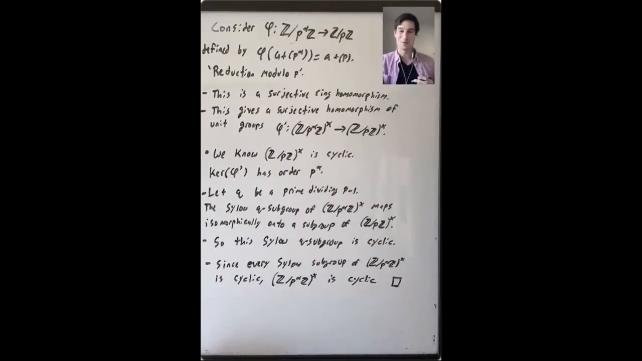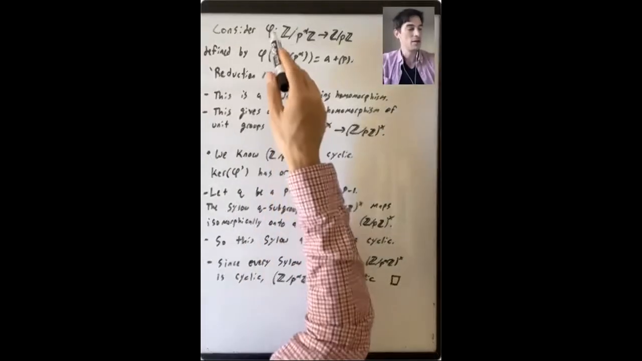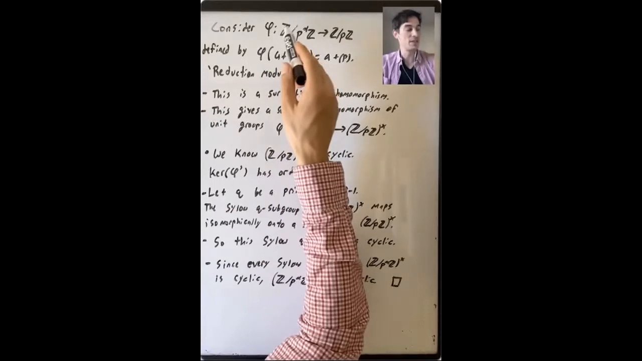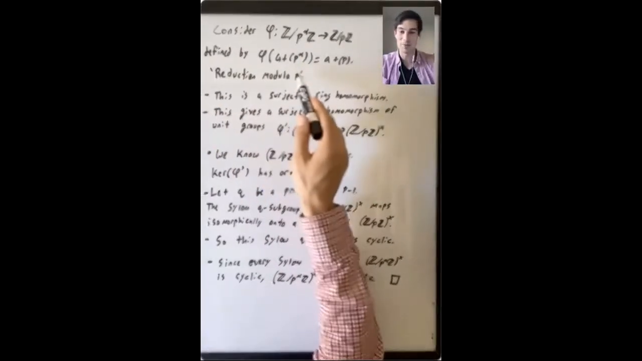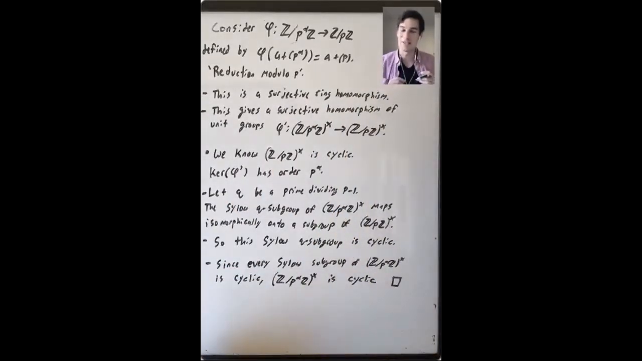Let's finish this proof that (Z mod p to the alpha Z)star is cyclic. We've already seen that the Sylow p subgroup is cyclic, so it's enough to show that the Sylow q subgroup is cyclic for every other q dividing the order of this group. So the idea is to consider this homomorphism from Z mod p to the alpha Z to Z mod pZ, which is reduction modulo p. Like if you have a residue class 5 modulo 8, that's giving a residue class 1 modulo 2, for example.